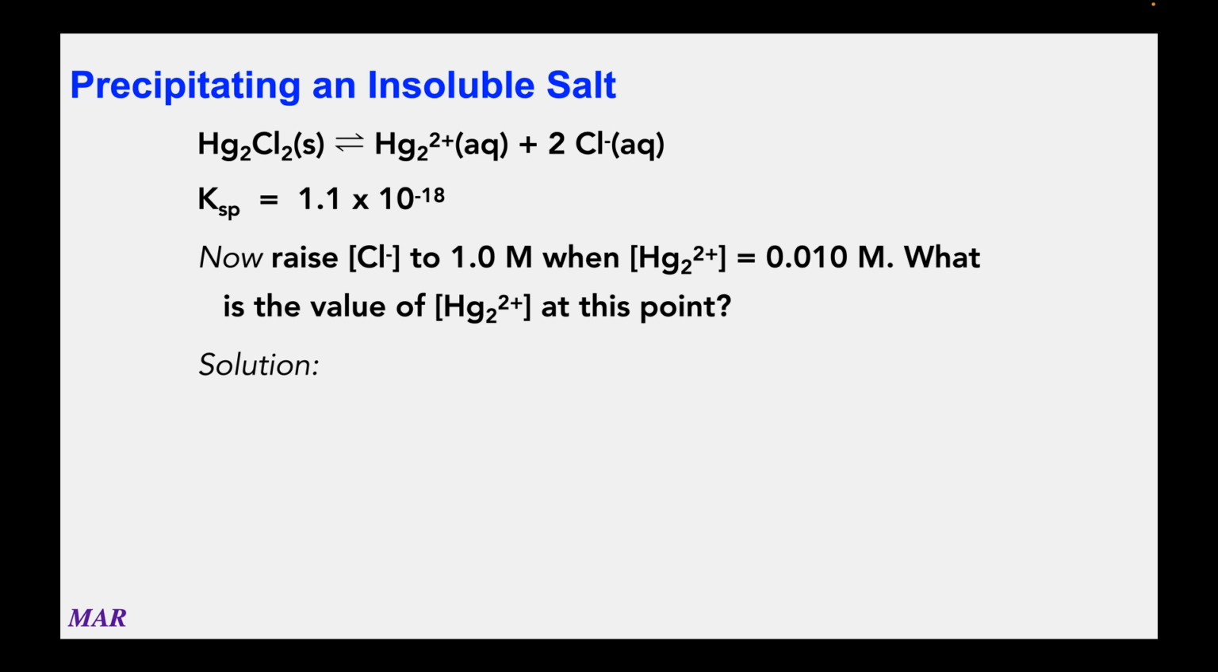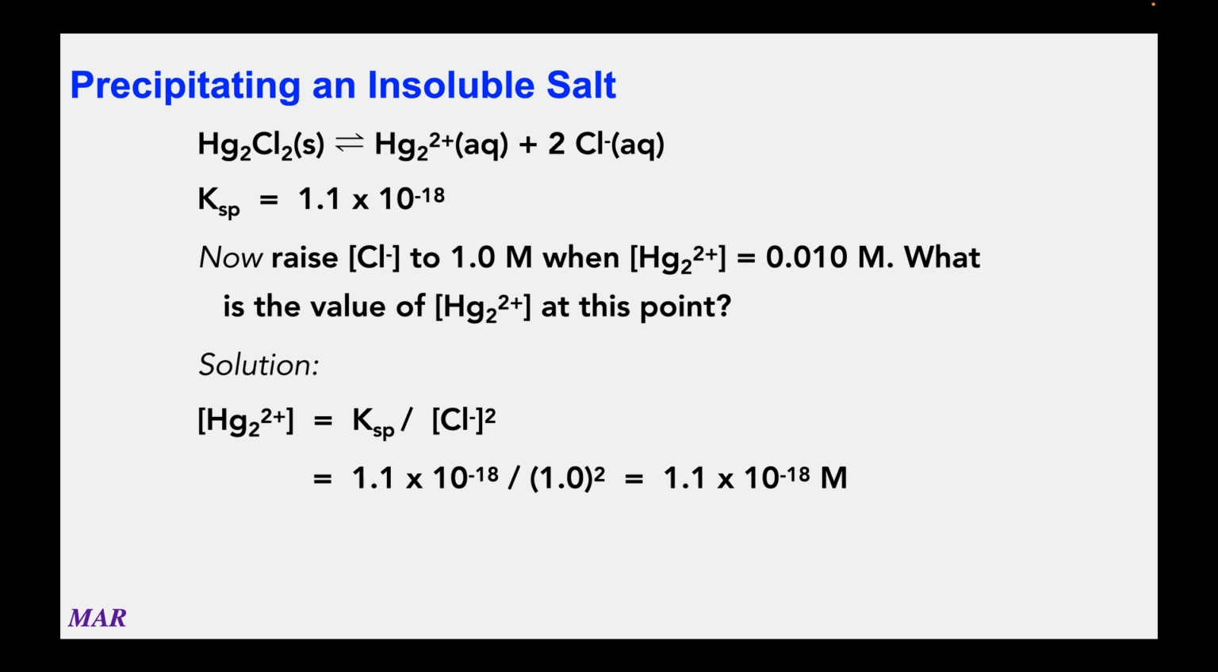Well, it's back to the KSP expression for us. In this case, KSP equals mercury times chloride squared, but we want to solve for mercury. We want to know how much is left. So the mercury is going to be the KSP divided by the chloride ion squared.